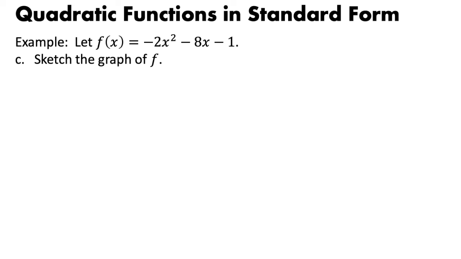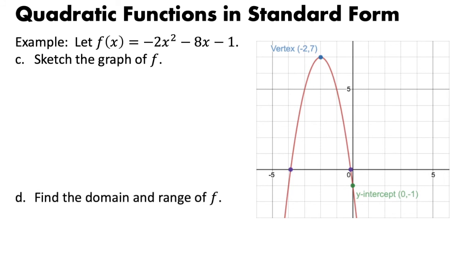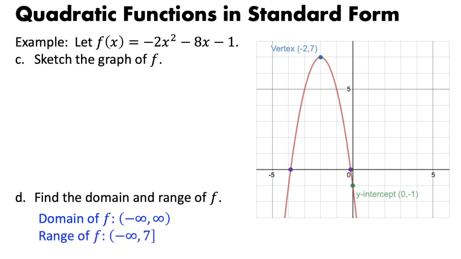Now we're asked to sketch the graph of f(x). First, we plot the vertex, x-intercepts, and y-intercept, and since parabolas are symmetrical, and we know that this parabola is opening downward because the leading coefficient is negative, we get this parabola. To find the domain and range of f(x), the domain of all polynomials is again negative infinity to infinity, and the range in this case would be from negative infinity to positive 7, including 7.